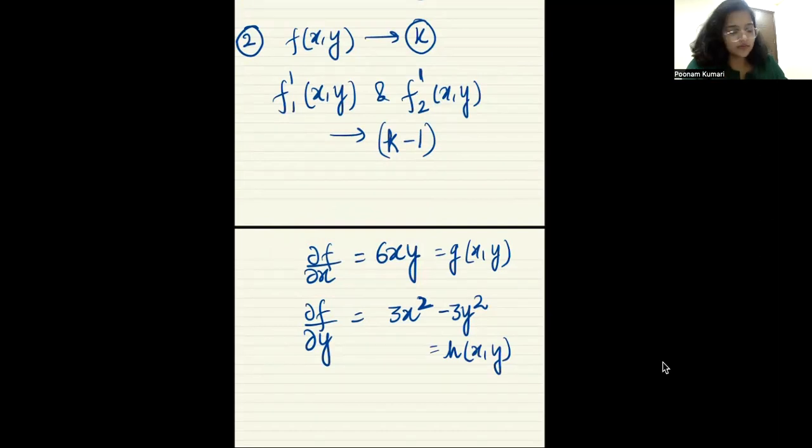2. Are you convinced it is 2? Yes, ma'am. And what about this one? I'm 2 only. This is also 2. So do I need to do it, or is everybody convinced that the degree of homogeneity for these two is 2 only?